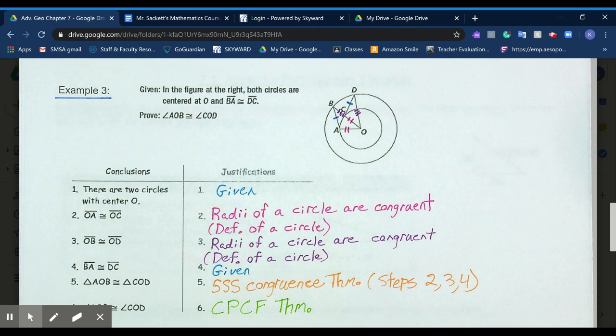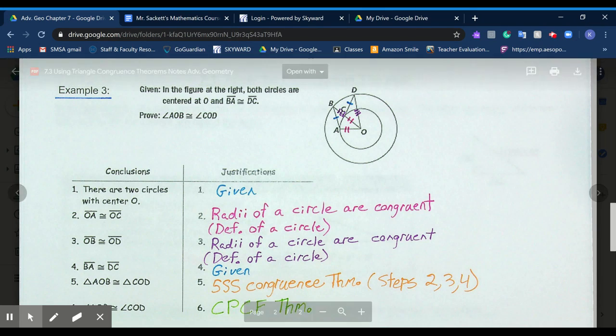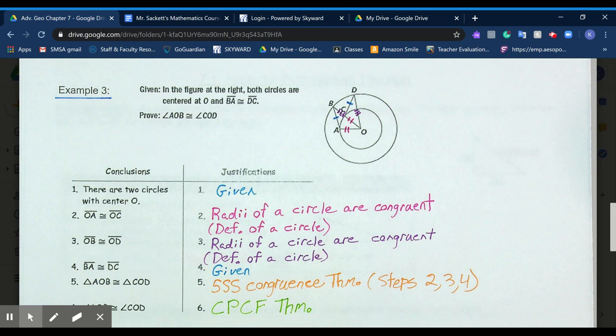So in this case, now we are not proving triangle congruence, but our proof will be using a triangle congruence theorem. So you'll see later on in step 5, we use the congruence theorem to prove the congruent part, which would be our final step. So again, we begin with our given that the two circles have the center of O.